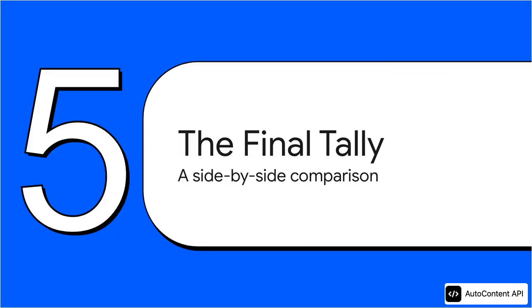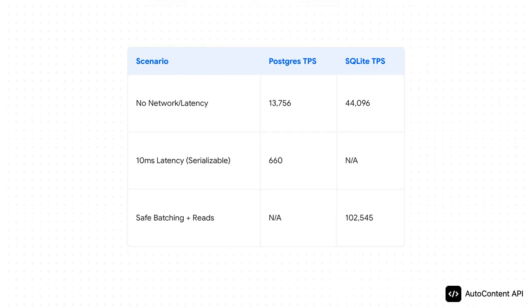So, after that grueling test, let's just lay it all out. Let's put the final numbers side by side to see the clear winner of this battle. Yeah, this final scorecard pretty much says it all. The moment you add even a tiny bit of real-world network delay, the traditional client-server performance just falls off a cliff. By completely getting rid of that network trip, the embedded database starts with a huge advantage and then uses clever tricks like batching to launch its performance into the stratosphere.